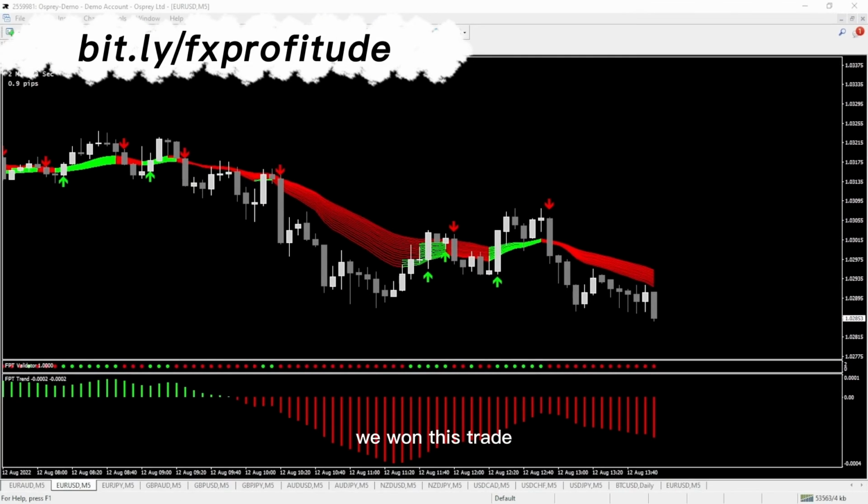We won this trade. It was a nice trade. We had a little bit of a pullback in here, but we ended up getting our take profit hit. And if you noticed, we were able to move the stop loss into profit. Now, we didn't have the stop loss into profit by a whole lot, but if we had lost this trade, because of the trade management, we would not have lost any money on this particular trade. So this was a really nice trade thanks to the Forex Profitude trading system.